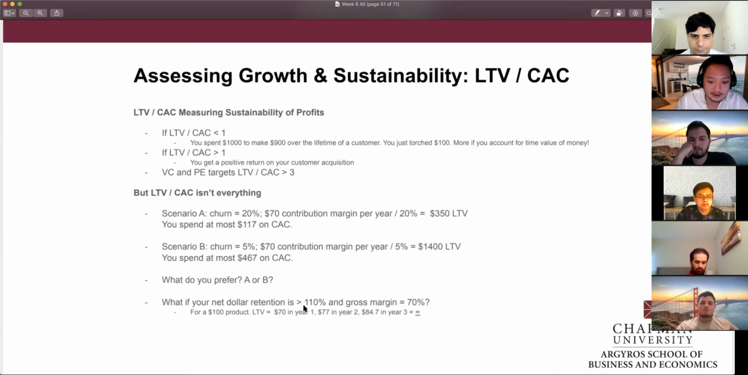Well, if your net dollar retention is larger than 110%, and the gross margin is 70%, for a $100 product, LTV equals $70 a year, $77 in year 2, $84.7 in year 3. So this is basically infinity, right? What we're trying to say is that if you have a business, hypothetically, with a positive net dollar retention that keeps growing every single year with a positive gross margin, then after a certain amount of time, because the customer base is continuously growing, your LTV is in theory an infinite amount. It's just continuously growing one after another.